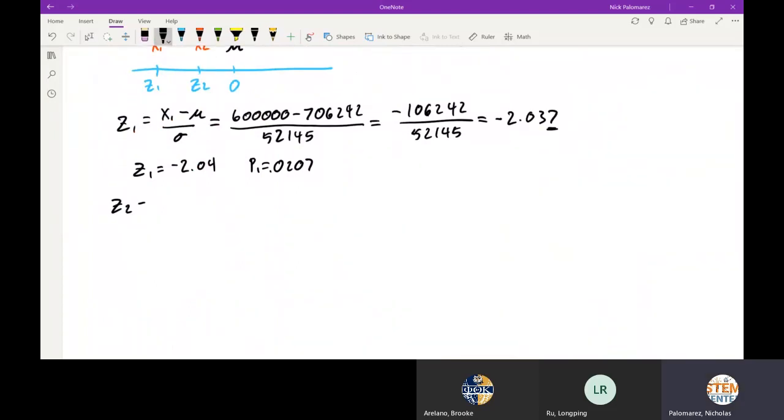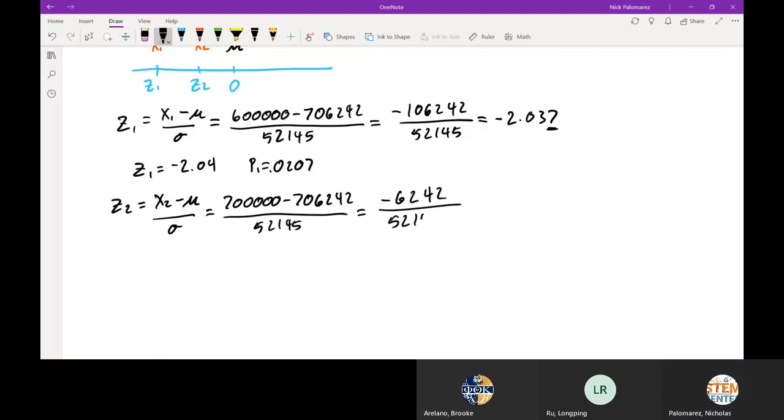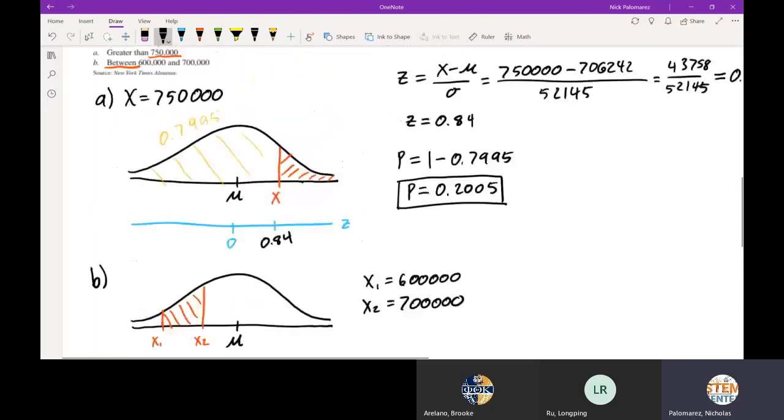So now we can calculate our second z value by the same method using our second x value. 700,000 minus our average. For the numerator, we get another negative value, 6,242. And dividing that yields negative 0.119. So then for our second z value, since again our check digit's greater than 5, we'll round that up to negative 0.12. So now we can get the second probability, the probability that corresponds to negative 0.12.